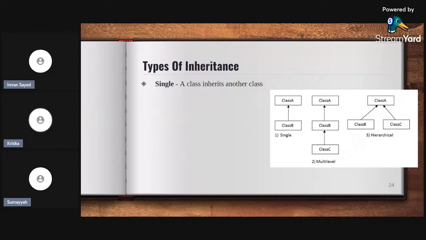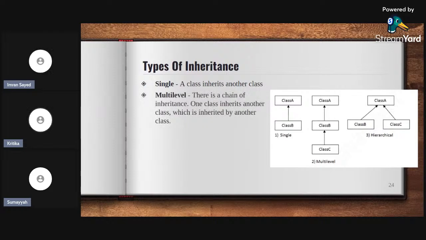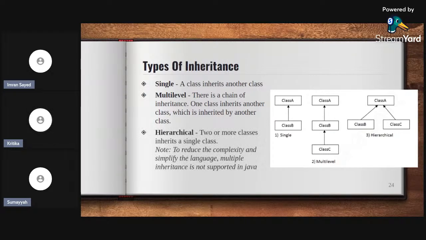Types of inheritance. Single: a class inherits another class. Multi-level: there is a chain of inheritance, where one class inherits another class, which is inherited by another class. Hierarchical: two or more classes inherit a single class.